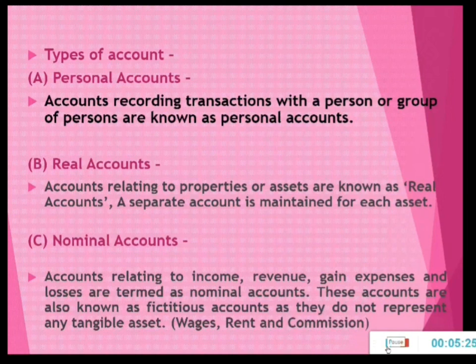The next type of category is nominal accounts. The accounts relating to income, revenue, gains and losses are termed nominal accounts. These accounts are also known as fictitious accounts as they do not represent any tangible assets, like wages, rent or commission. So nominal accounts are those related to incomes, revenues, gains or losses. So these are the three types of accounts.